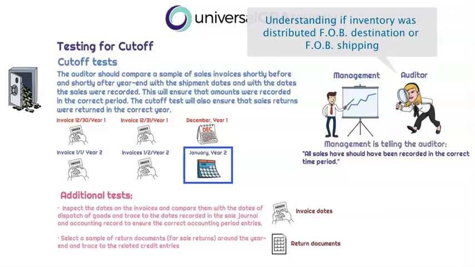If it was FOB destination, the sale technically didn't occur until the inventory was delivered to the front door of the customer. If it's FOB shipping, it's going to be transferred as of the date that the inventory was placed on the loading dock. Okay, so bottom line, we want to be looking at those dates. We want to make sure that everything is reported in the correct time period.